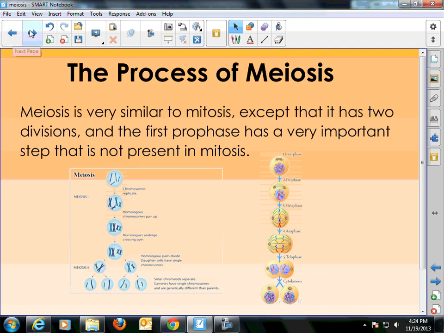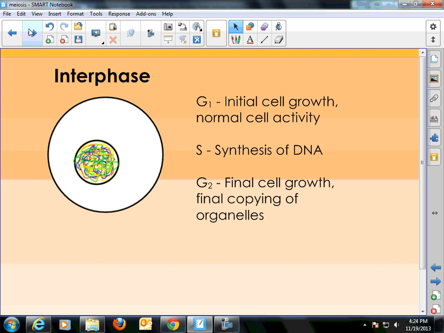Let's talk about this process. Like mitosis, we are going to start in interphase. Interphase is just like mitosis, has G1, S, and G2, the normal cell activity. Chromosomes are going to replicate, and now the cell is ready to divide and go into its cell division. But this is a special cell. It's not destined to become a skin cell or a muscle cell. It is destined to become a reproductive cell.